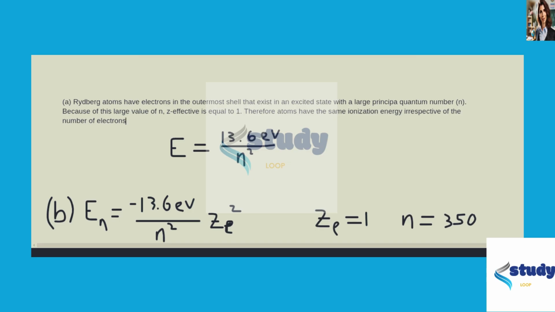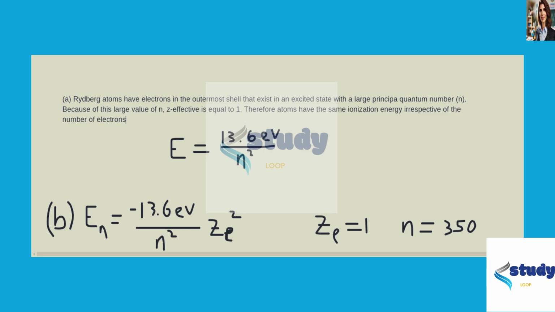A, the reason all neutral Rydberg atoms with the same principal quantum number N have essentially the same ionization energy, independent of the total number of electrons, is because Rydberg atoms have electrons in the outermost shell that exist in an excited state with a very large principal quantum number, which is N. Because of this very large value of N, the Z effective is equal to 1. Therefore, atoms have the same ionization energy irrespective of the number of electrons.